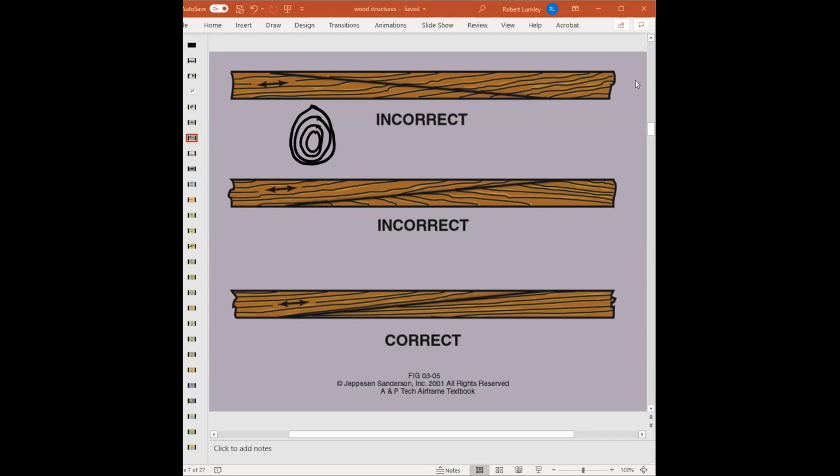And I'm just going to use this picture here. But for example, on the top one here, here is the splice. And yes, it says it's incorrect, and I'll describe why it's incorrect. But they'll put another piece over top of here so that it's completely sealed. And then they'll have glue.